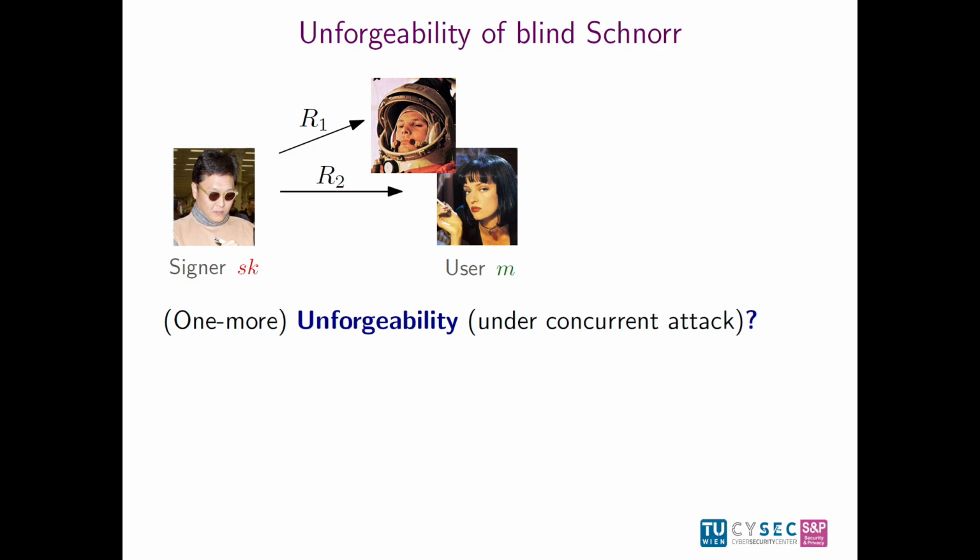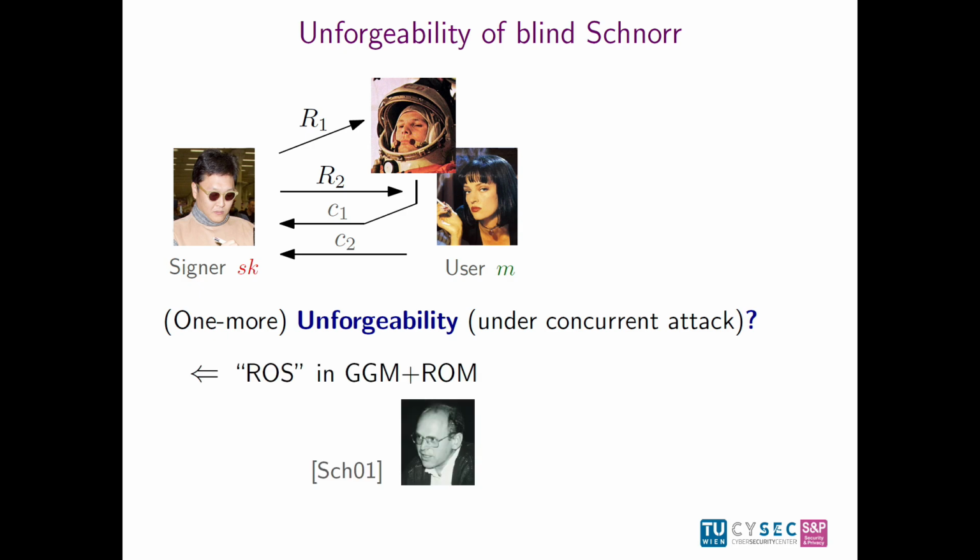So Yuma might start the session, then later Yuri comes back, sends his challenge, and then Yuma sends her challenge. Okay, so this is the scenario that we want security for. And that was also what was originally considered by Schnorr in his security proof. So he showed that if the so-called ROS problem is hard, then his scheme is concurrently secure.